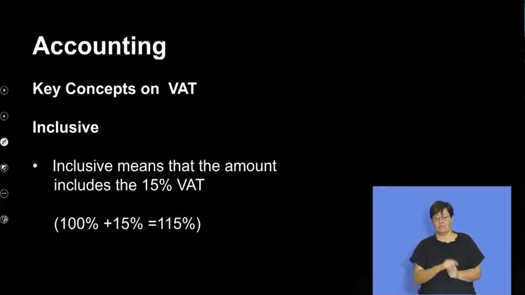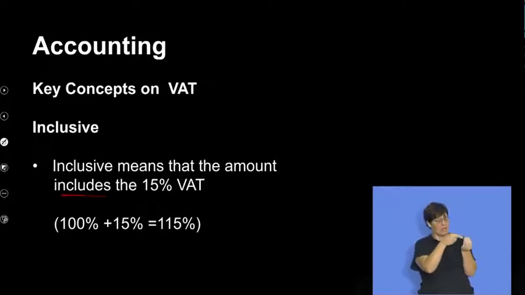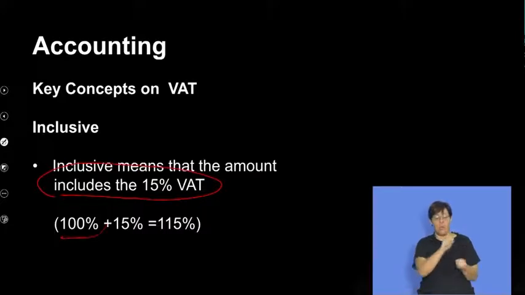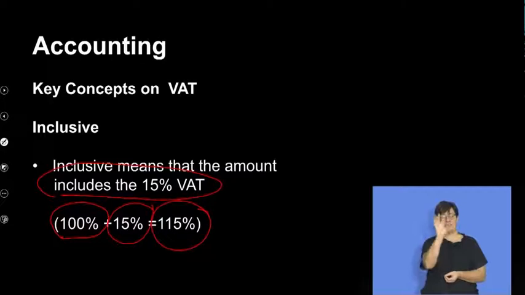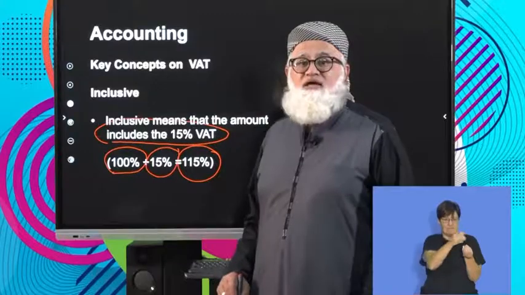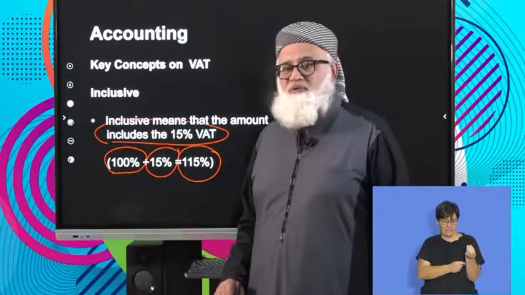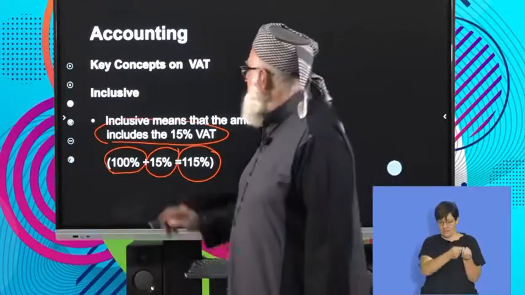Inclusive means that the amount of VAT is included in the price. In other words, 100% would be your exclusive, your VAT would be at 15%, the total would be 115%. So if you see the word inclusive, it means that the VAT is included in the total price. That's what we mean by the word inclusive. Okay.